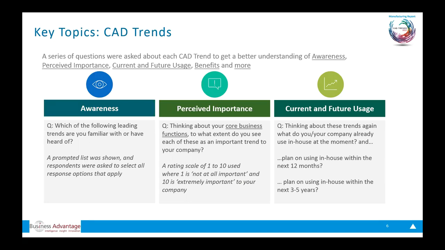The survey is really based around 4 key questions. First of all, awareness. Which of the following leading trends are you familiar with or have you heard of? Then perceived importance, so thinking about your core business functions, to what extent do you see each of these as an important trend to your company? And then usage, so we're asking about current usage, and then the 4th question about future usage.